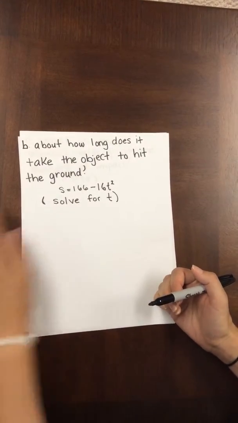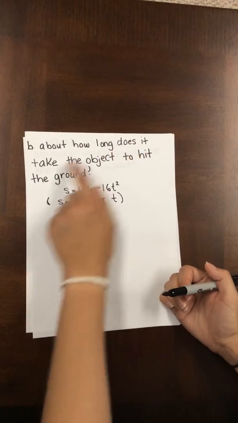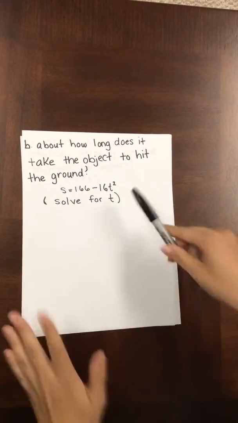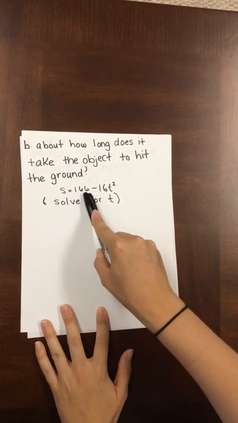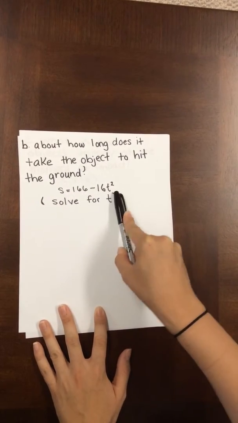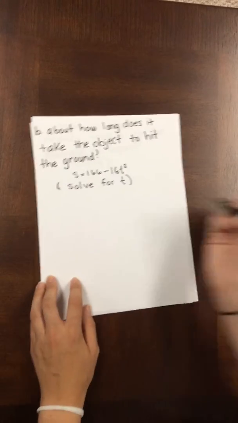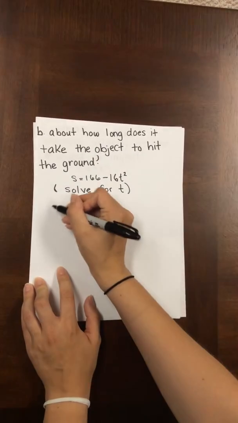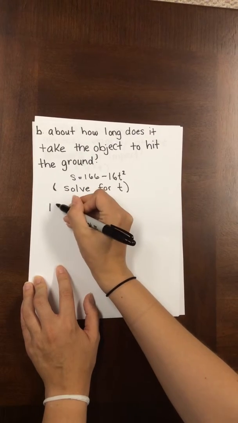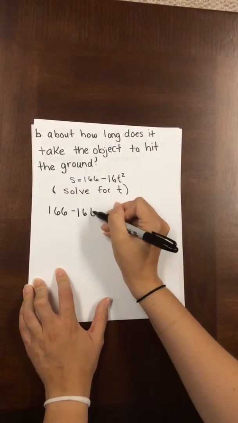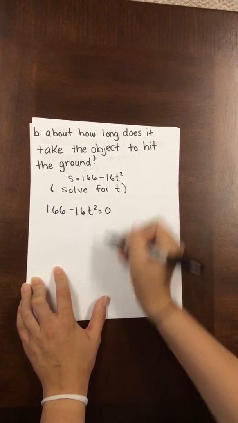Now going on to part B. About how long does it take the object to hit the ground? And so we have our position function, s equals 166 minus 16t squared. And all we do for this is we solve for t. So when we set that up, we have 166 minus 16t squared equals 0.